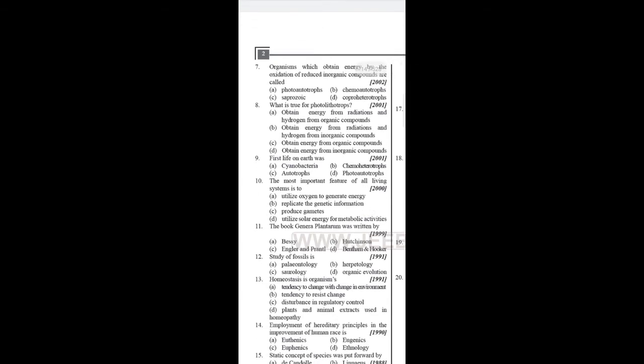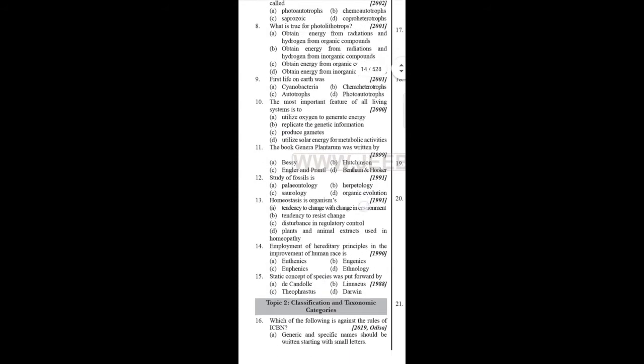Next, first life on earth was option number B, that is chemoheterotrophs. The most important feature of all living organism is to replicate the genetic information. Next question, the book Genera Plantarum was written by, answer is Bentham and Hooker. Next, study of fossil is, the answer is paleontology.